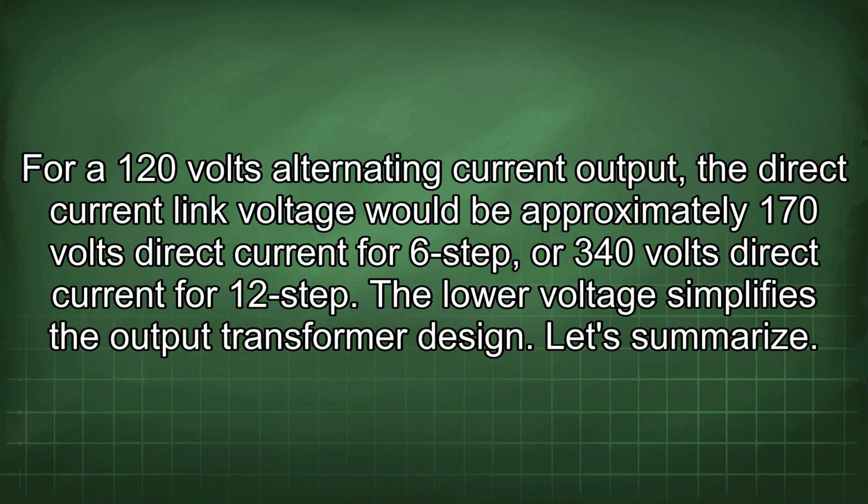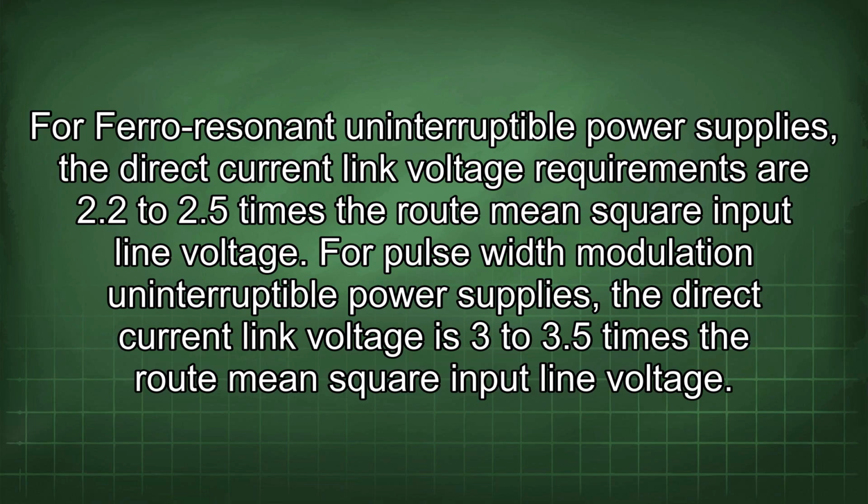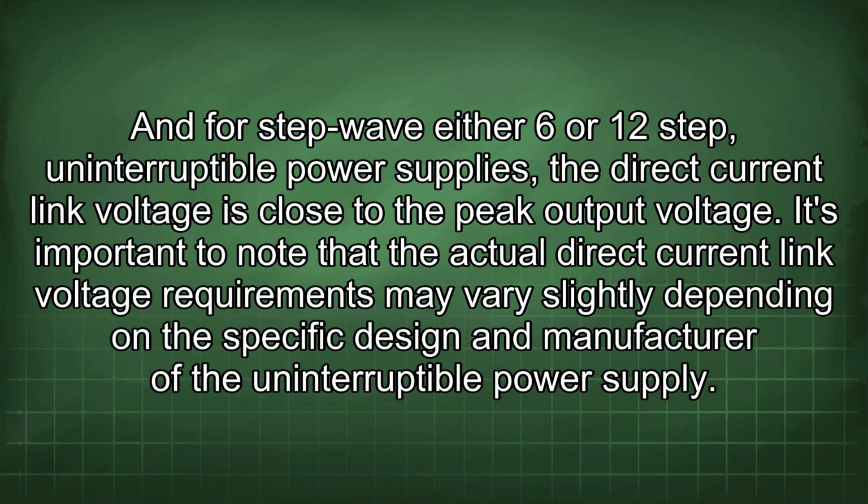Let's summarize. For ferro-resonant uninterruptible power supplies, the direct current link voltage requirements are 2.2 to 2.5 times the root mean square input line voltage. For pulse width modulation uninterruptible power supplies, the direct current link voltage is 3 to 3.5 times the root mean square input line voltage. And for step wave, either 6 or 12-step uninterruptible power supplies, the direct current link voltage is close to the peak output voltage. It's important to note that the actual direct current link voltage requirements may vary slightly depending on the specific design and manufacturer of the uninterruptible power supply.